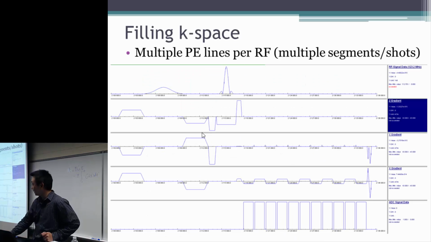All right, so the next one is we collect multiple TE phase encoding lines for each excitation pulse. We also call this multiple segment or multiple shot acquisition. So now here we collect, for example, I don't know how many, 1, 2, 3, 4, 5, 6. So here is 11 echo. We collect 11 phase encoding lines for each excitation pulse. That means we have improved the signal acquisition efficiency by 11 times.